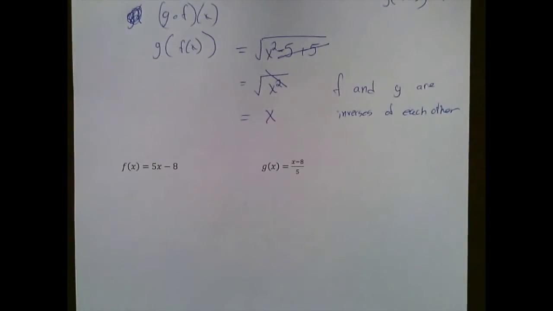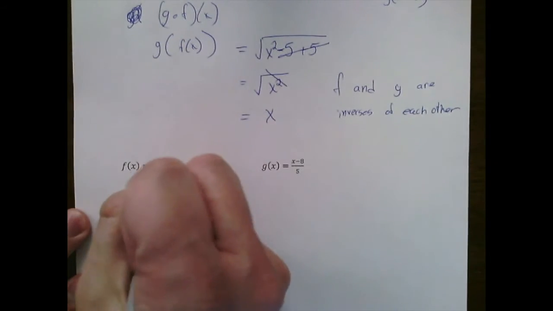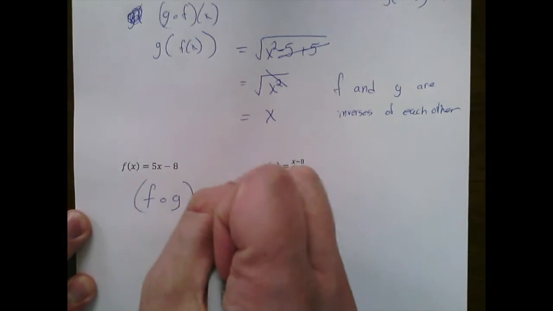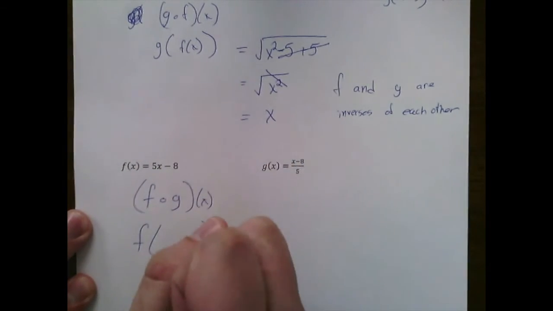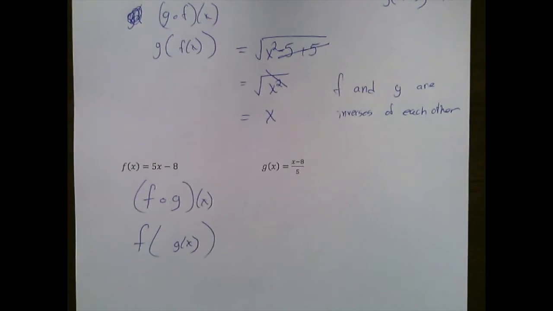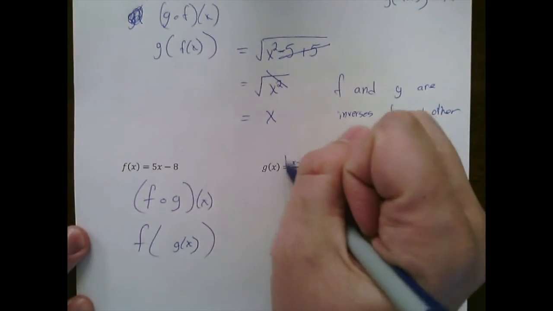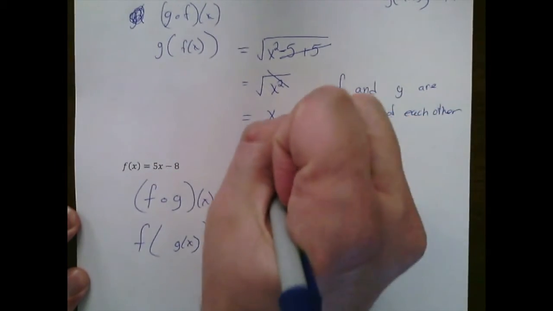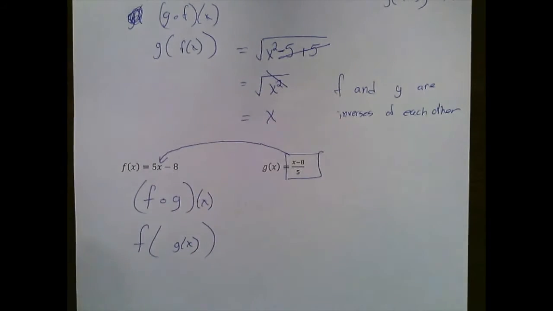You might be wondering, what does it look like if they aren't inverses? So in my next example, I have a new f function and a new g function. Let's go the opposite way this time. Let's do f of g of x, which again is like taking the g function and plugging it into the f function. So I'm going to take the g function, which is x minus 8 divided by 5, and plug it into the f function.